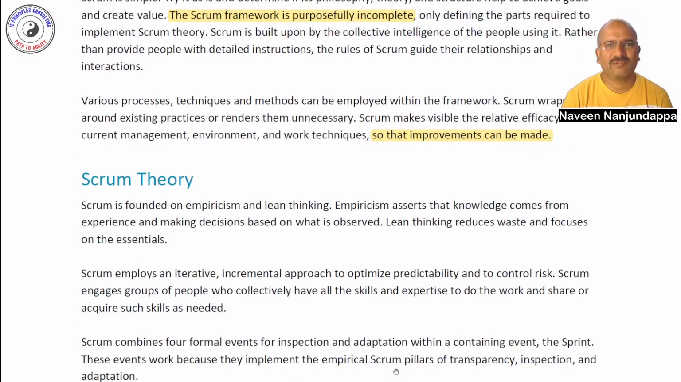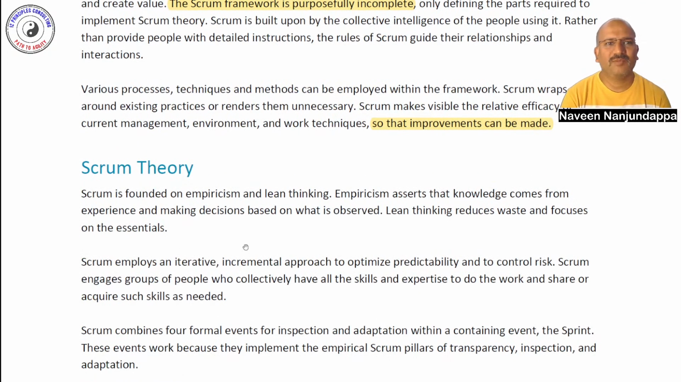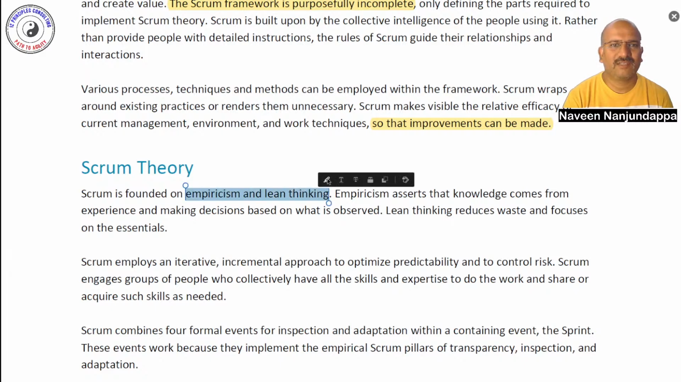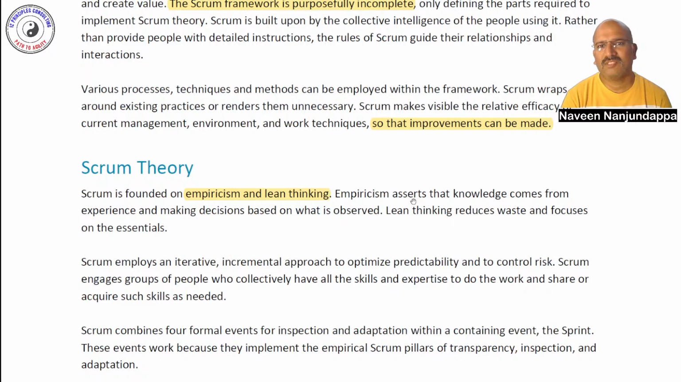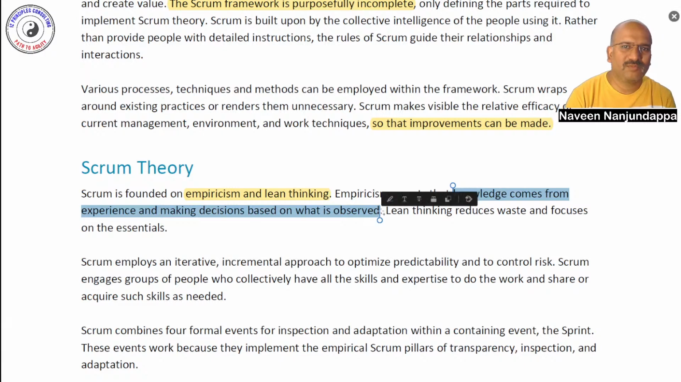So what is the Scrum theory all about? Scrum is basically founded on empirical thinking and lean thinking. So what do you mean by empiricism and lean thinking? In empiricism, we get knowledge from experience and we make decisions based on what is available now or what is observed.